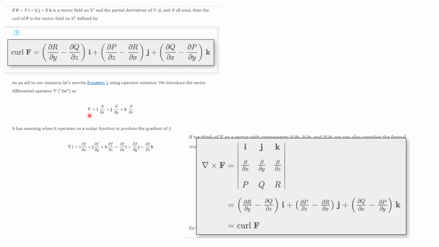And del is equal to i, and then we take the derivative with respect to x, plus j, this is the derivative with respect to y, and this is k, that's the derivative with respect to z.